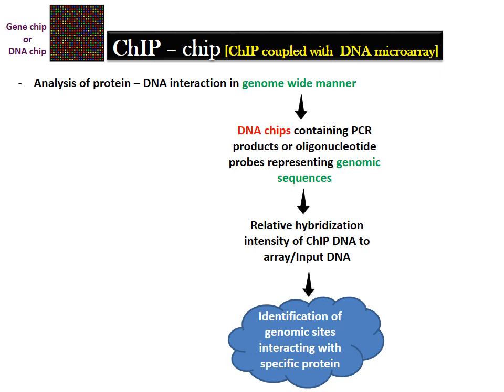So when ChIP analysis is coupled with DNA microarray, it is called the ChIP-chip method. Here protein-DNA interactions can be analyzed in a genome-wide manner. It consists of a gene chip or DNA chip, which contains PCR products or oligonucleotide probes that represent the genomic sequences. And here the hybridization intensity of ChIP DNA to the input DNA infers the genomic sites interacting with certain proteins.